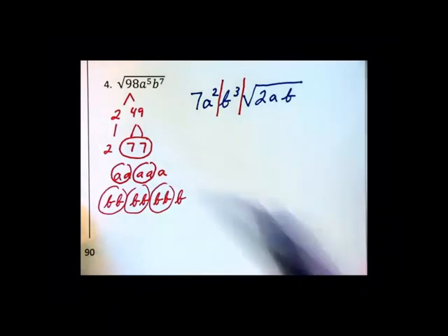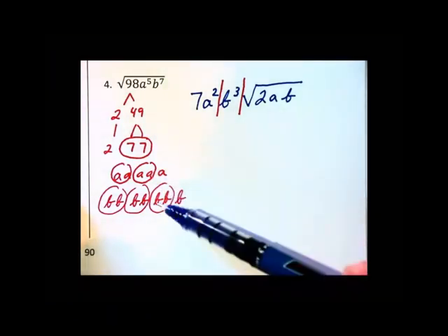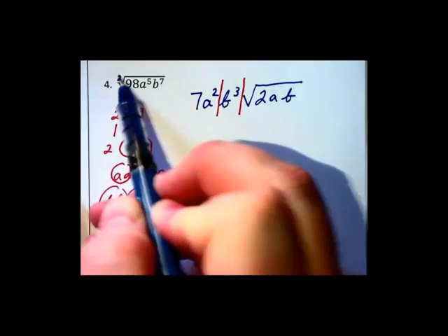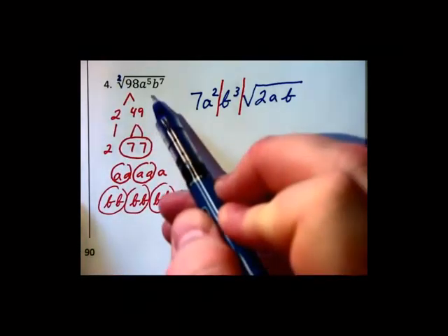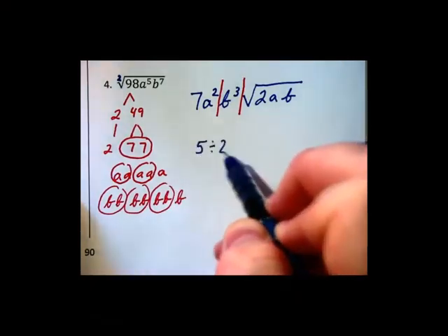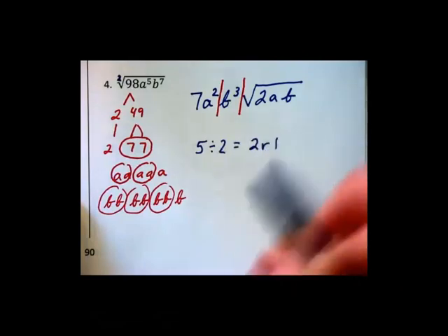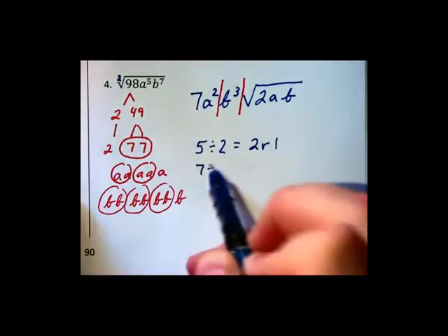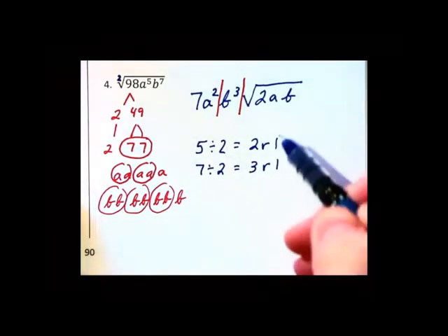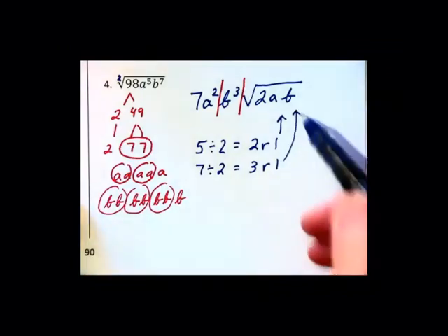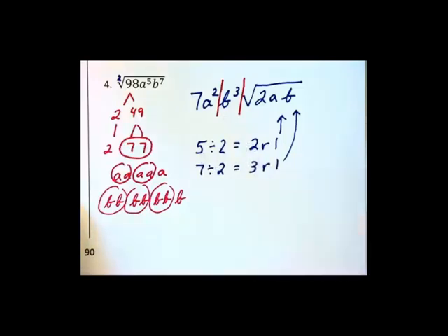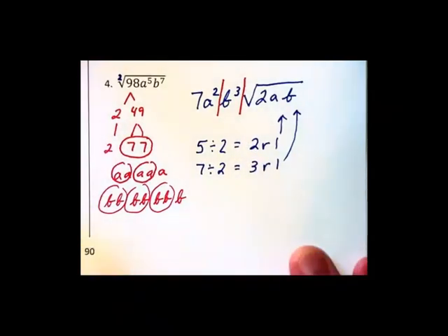Now I mentioned there's got to be an easier way than doing all this circling stuff. And that easier way is to understand that we have an index of 2 in this problem. We take each exponent inside, 5 for starters. We divide it by 2 and we get 2 remainder 1. Then we take the 7 inside, divide that by 2, and we get 3 remainder 1. The remainders are what stay inside, and the number of times that 2 goes into this number is how many pairs are going to come out in front of the radical.